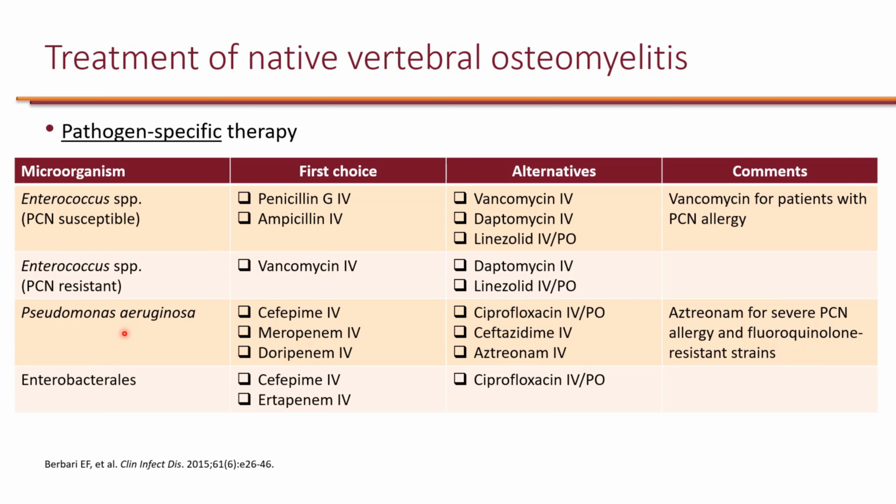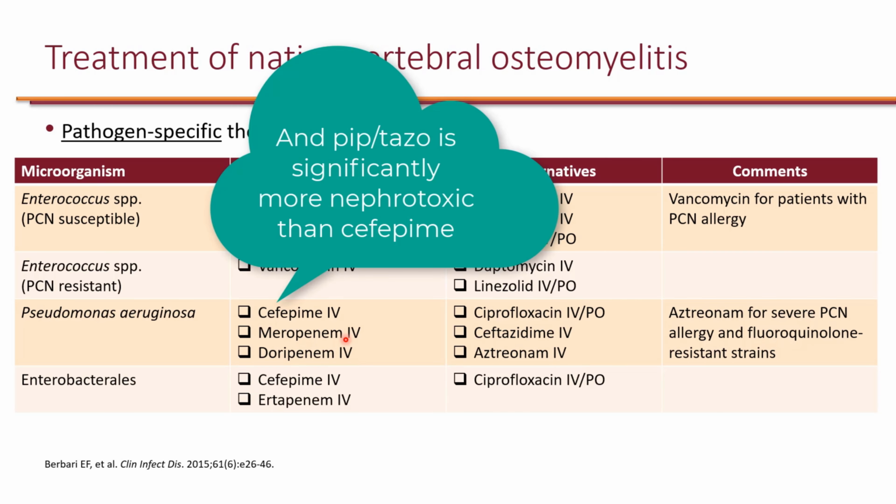For Pseudomonas, cefepime is the drug of choice. Of course, if we're talking about multi-drug resistant Pseudomonas, then carbapenems might be the option because this could be resistant to cefepime or piptazo. The reason piptazo, or piperacillin tazobactam, Zosyn, is not listed here is because these agents have not been as extensively studied for this indication of osteomyelitis. And compared to cefepime, piptazo has significantly less bone penetration.